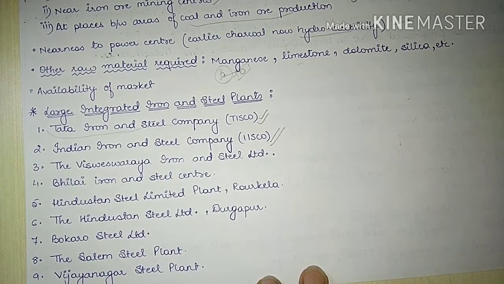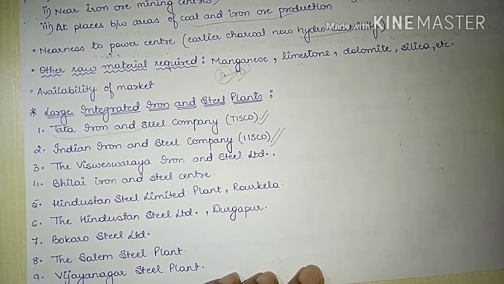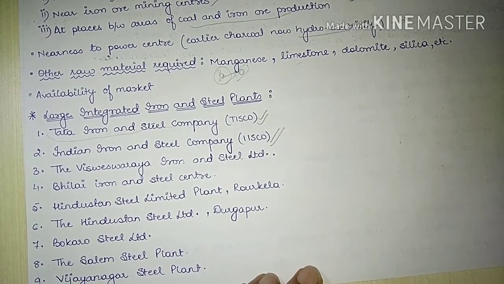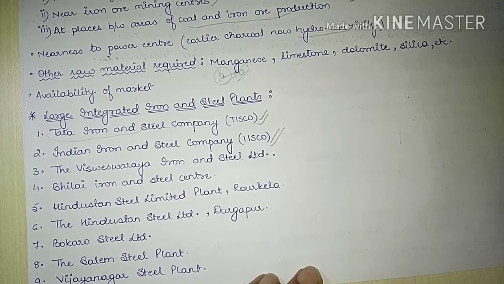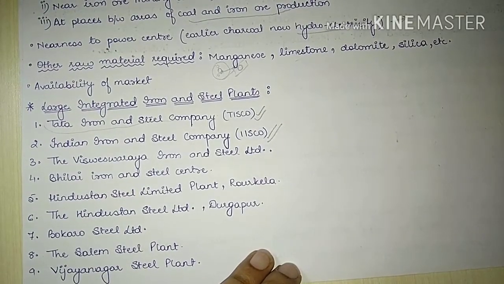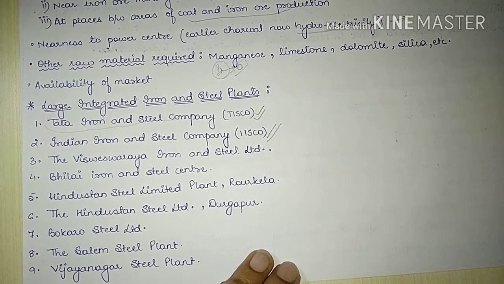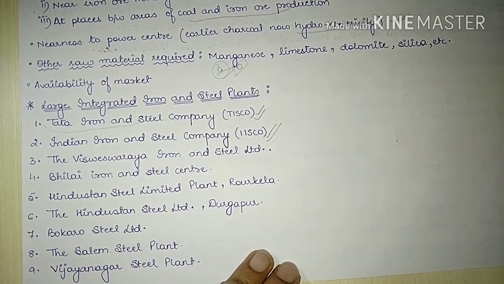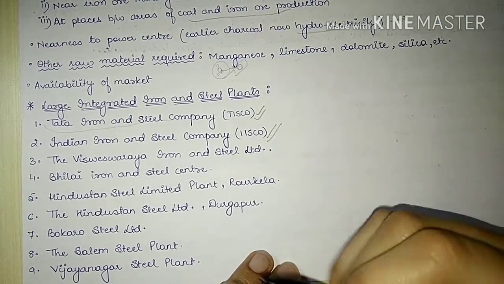Then we have Visvesvaraya Iron and Steel Limited, initially known as Mysore Iron and Steel Company. It is located at Bhadravati, on the bank of the river Bhadra in Shimoga district of Karnataka. Now what are the advantages that this center enjoys? First, Bhadravati Valley is 13 km wide, which results in enough land availability. Then high grade hematite ore is brought from Chikmagalur. Another advantage is that charcoal is obtained from forest wood, which is used for smelting, because coal is not available here. Nowadays hydroelectric power is obtained from the Sharavati power project. So the requirement of power is fulfilled.